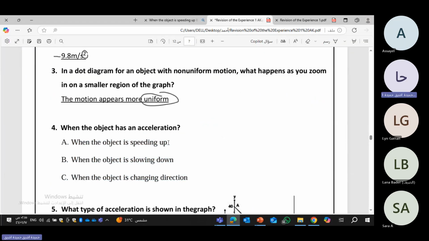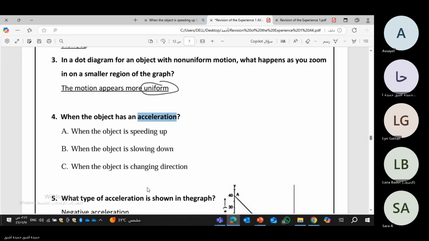You can write it as a shortcut, girls. You can write speeding up. How do we have acceleration? When we have speeding up objects, or slowing down, or change in direction. So these three will come in the exam as an essay, so you have to write them down. Speeding up, slowing down, change of direction. If I'm asking about when the object has acceleration, you have to tell me these three situations.